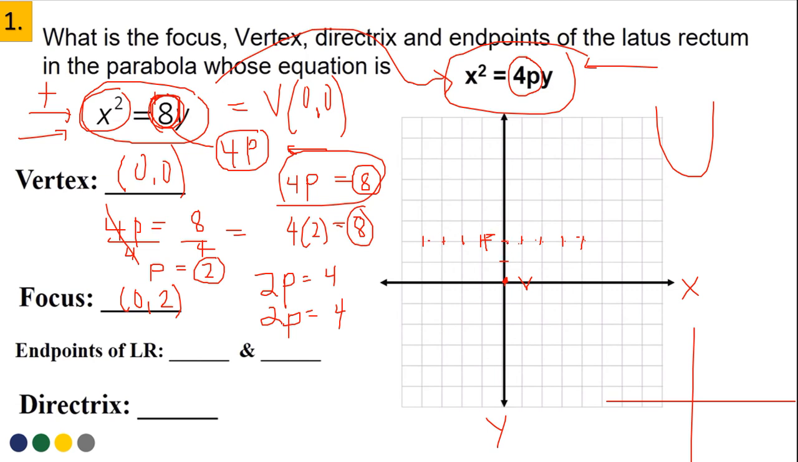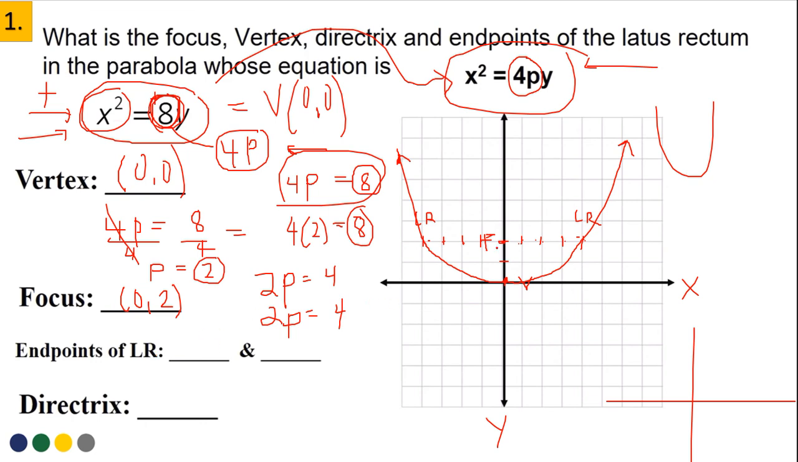So, palagi siyang mag-start sa focus. Kasi nga, yan yung ating opening ay yung gaano ka nipis, gaano ka kapal. So, ibig sabihin po, dyan po tayo magti-trace ng graph. Yan po yung ating graph. Ngayon, sulat natin yung kanyang endpoints of LR.